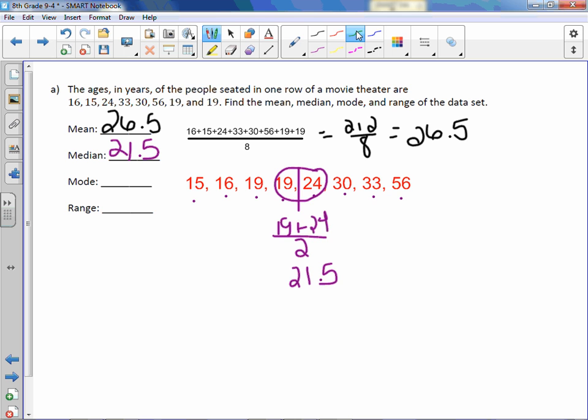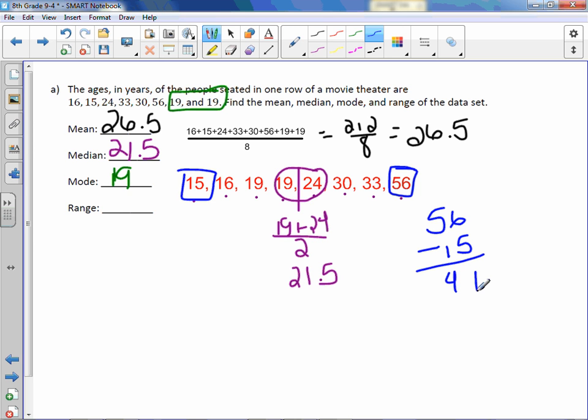The mode is the number that occurs most often. And we have 19 that occurs twice, and nothing else occurs more than that. So the 19 is our mode, and it is possible to have 2 or 3 or many modes. Your range, you're going to take your largest value minus your smallest value, and you get a range of 41.